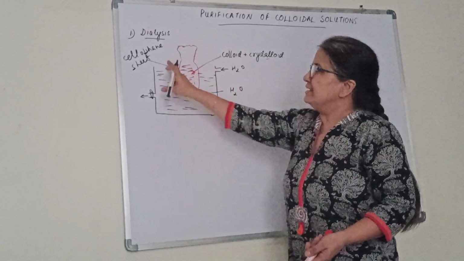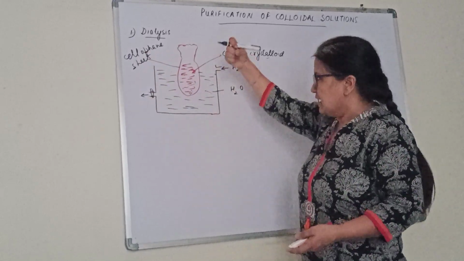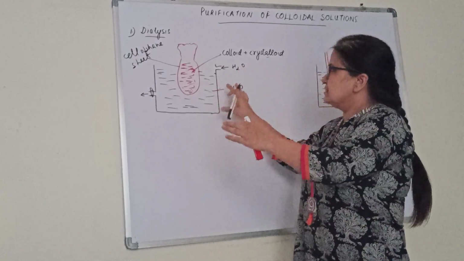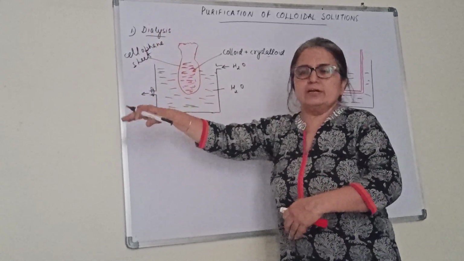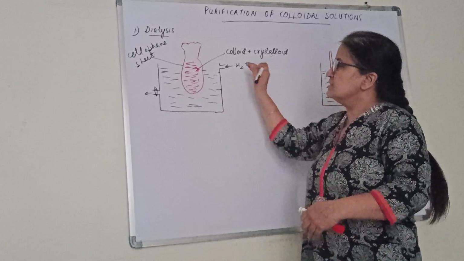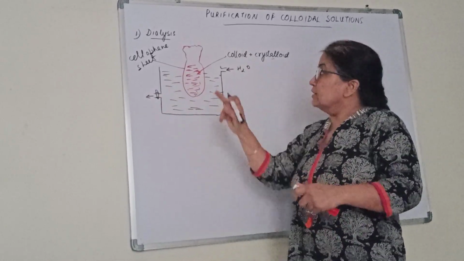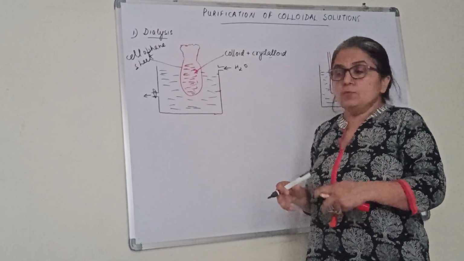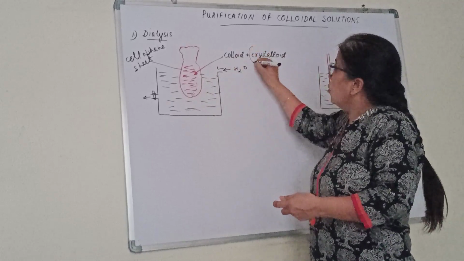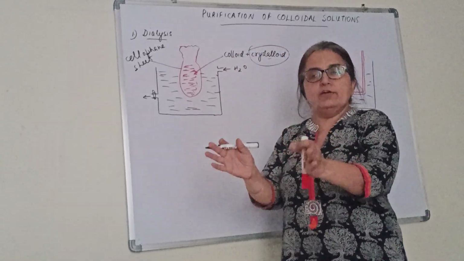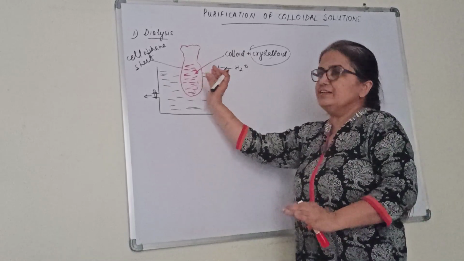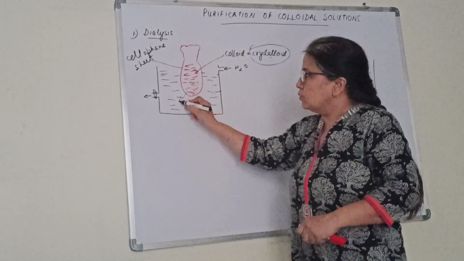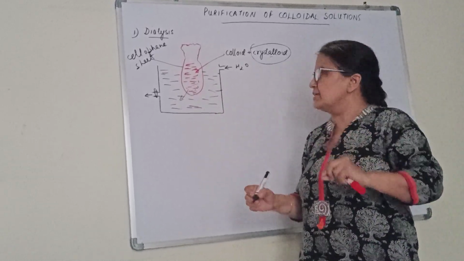So a bag made up of cellophane sheet is taken. It is hung in that container having water. Water is not just there, it is circulated, so this we can remove it. It is circulated because when crystalloid is coming out through the pores of that cellophane sheet, all that is unwanted for us, that we want to remove. We want a pure colloid to be there inside this bag. So this is a bag which is hung, and what comes out is crystalloid.